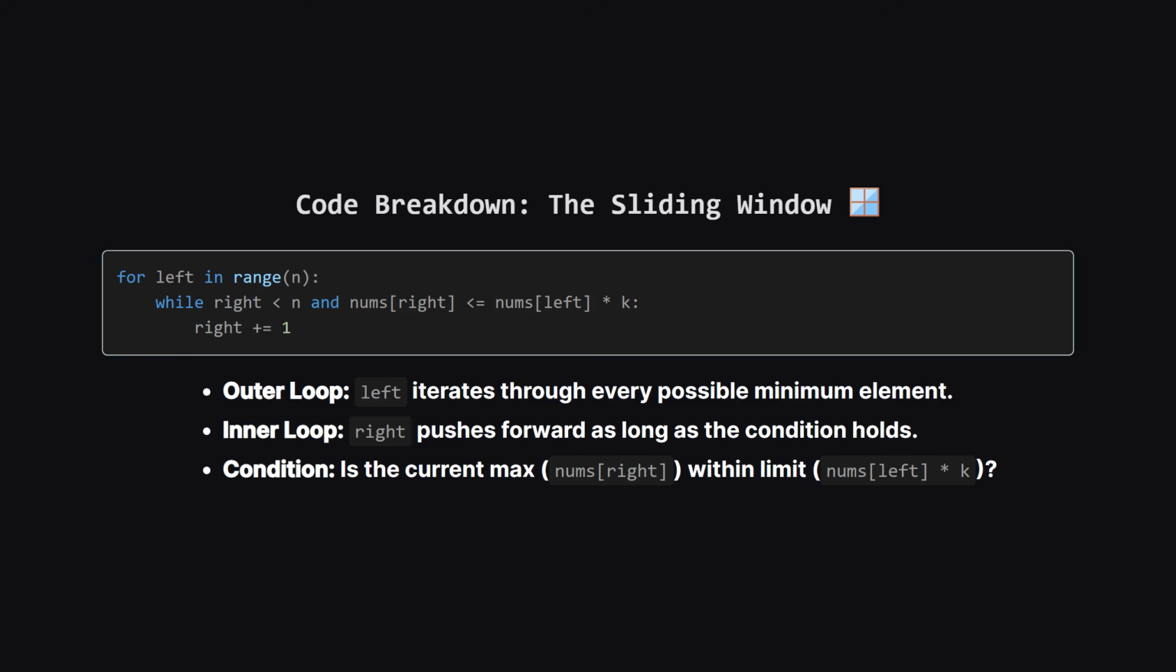Now for the core logic. We iterate through the list using a loop for our left pointer. This left position represents the smallest number in our current candidate group. Inside this loop we have a while loop. We keep pushing the right pointer forward as long as it's within bounds, and the number at the right position satisfies our condition, meaning it's less than or equal to the number at left times k. This effectively finds the largest valid window starting at left.